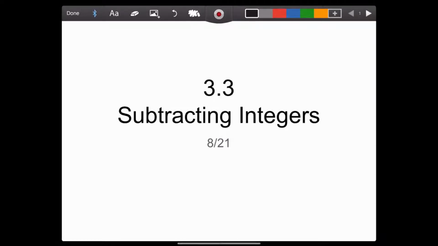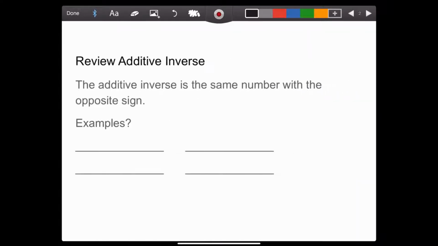3.3, subtracting integers. So let's go ahead and review additive inverse. The additive inverse is the same number with the opposite sign. So let's look at an additive inverse. We could do 10 and negative 10. Think of another one. Negative 22 and 22.